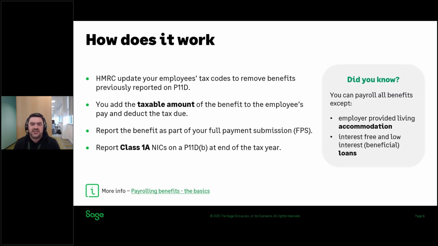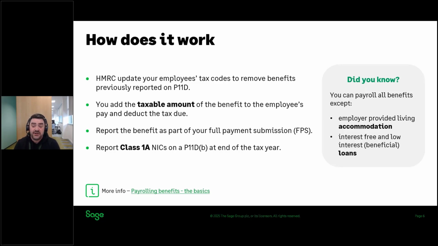So a bit more information now on how it works. Once you've registered to payroll benefits, HMRC will update your employees' tax codes and it will remove the benefits that were previously reported on a P11D. So their tax code would go back to a normal one. Typically it would be 1257L, as the value of the benefit is going to be taxed through the payroll moving forward. You would then need to add the taxable amount of the benefit to the employee's pay and deduct the tax that is due. And you would report that as part of your Full Payment Submission, your FPS, through payroll.